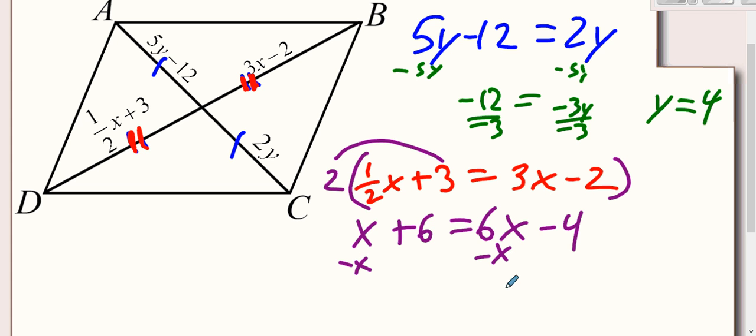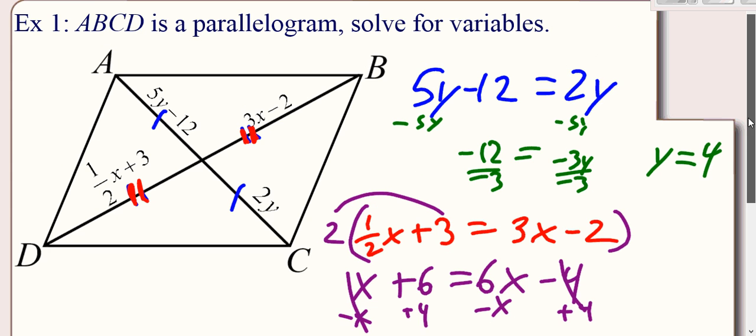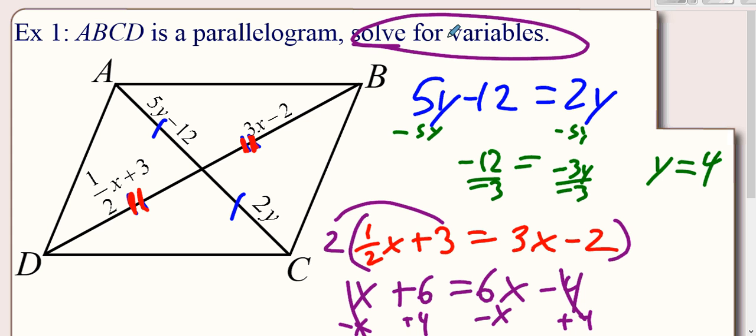You can get your x's together. Move everything to the other side. So you get 5x is 10, so x is 2. Now, if this question didn't say solve for the variables and said find the length of something, we would have to plug it back in. But it just said solve for the variables. But if it said find the length of AC, we have to plug it back in and find the length. Or if it said find the length of DB, yeah, plug them back in and find the length.